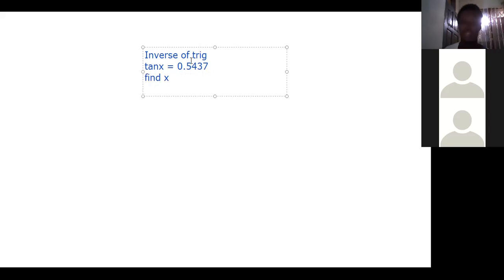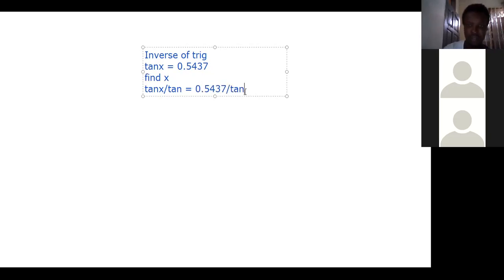Now when we say inverse, it simply means 1 all over tan, right? When we talk of inverse, it is 1 all over a certain number. Mathematically, we are looking for x, so we divide tan x by tan, which will give me 0.5437 all over tan. I hope you get it to this point.